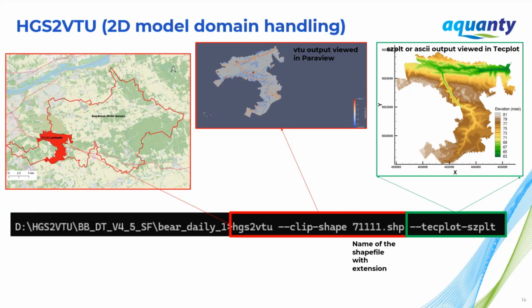As a default, if you only use this command, HGSVTU, clip shape, and the shapefile, you will get VTU files as an output for that specific clipped shapefile. Again, you can import that into ParaView and view the results. And if you extend that command to say you want to view it in Tecplot in a sizzle plot format, you can import that output inside Tecplot, and you end up visualizing the same results.